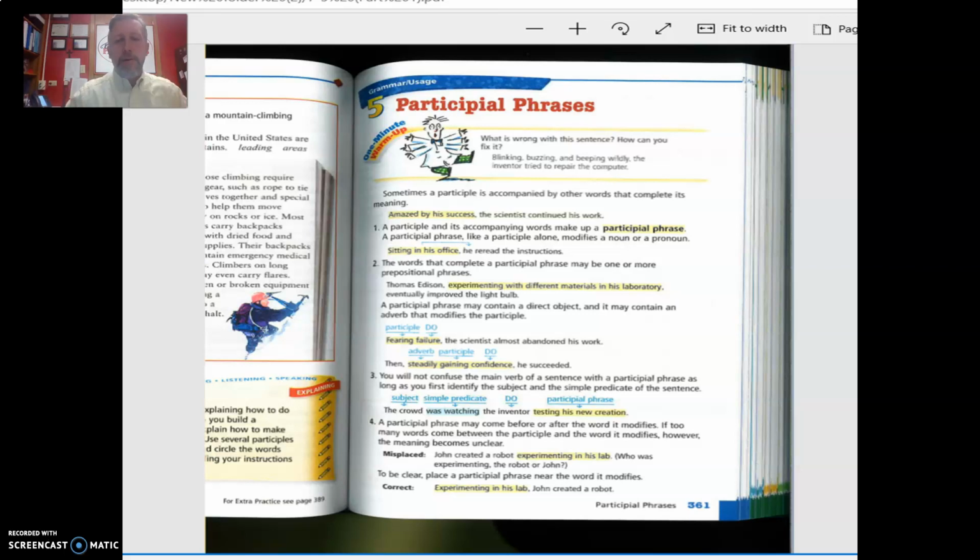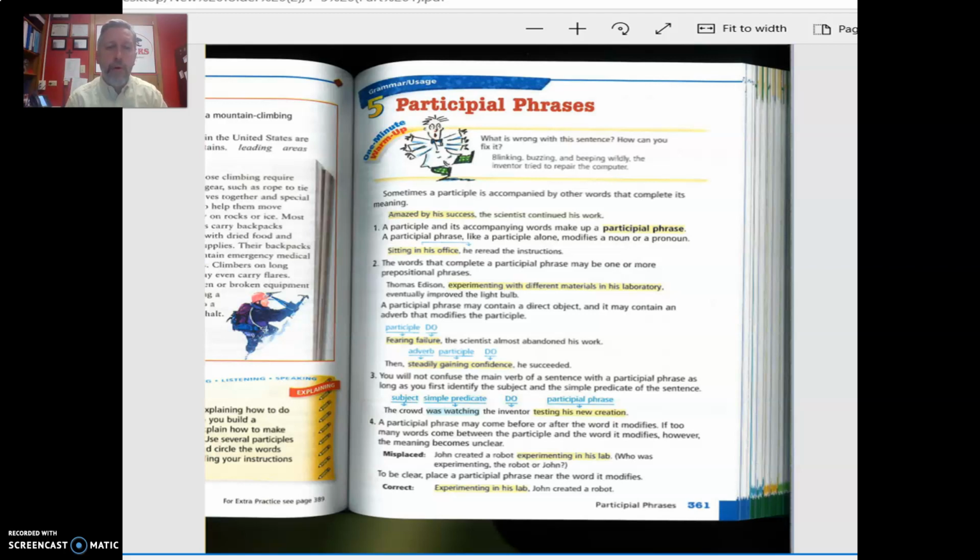Number 1, it says a participle and its accompanying words make up a participial phrase. A participial phrase, like a participle alone, modifies a noun or a pronoun. So there you see: sitting in his office, he reread the instructions. Who is that modifying? That would be modifying the pronoun he. Notice that sitting can be a verb, but it's not a verb in this case. It's the beginning of a participial phrase.